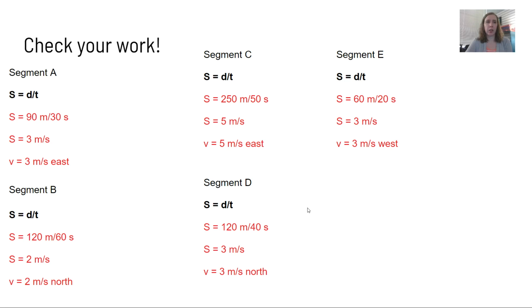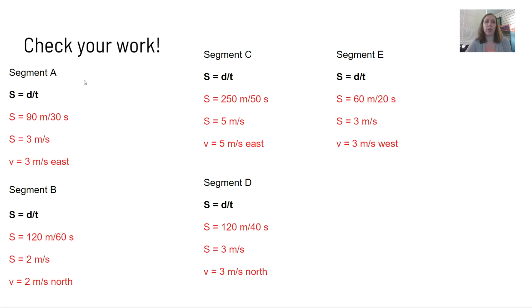Okay, now let's check your work. For segment A, it traveled 90 meters in 30 seconds. So it has a speed of 3 meters per second. Its velocity is 3 meters per second east. It must have a direction if it's velocity.